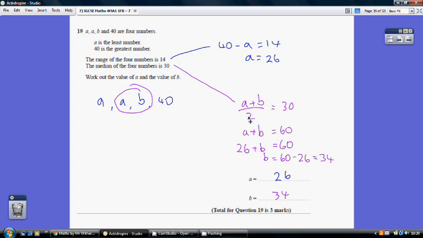So why don't we just choose to multiply both sides by 2? So A plus B equals 60, just to get rid of this dividing by 2. But we've just worked out that A is 26. So what must B be? Well, B must be 60, take away 26, which is 34.